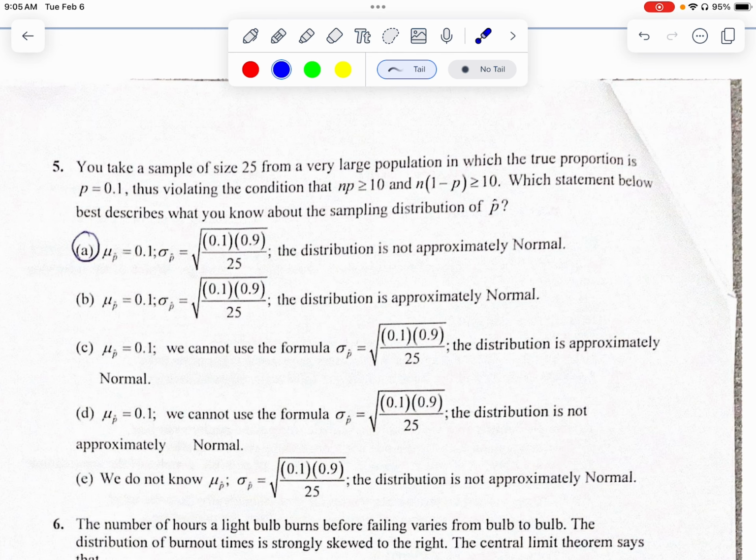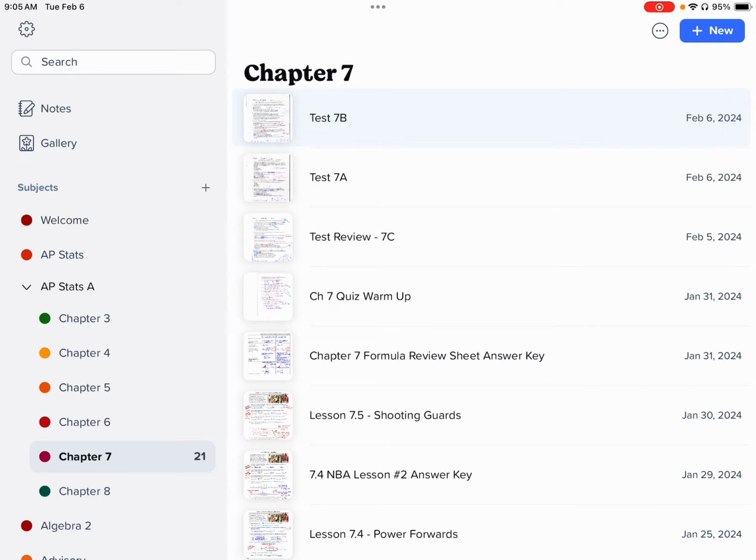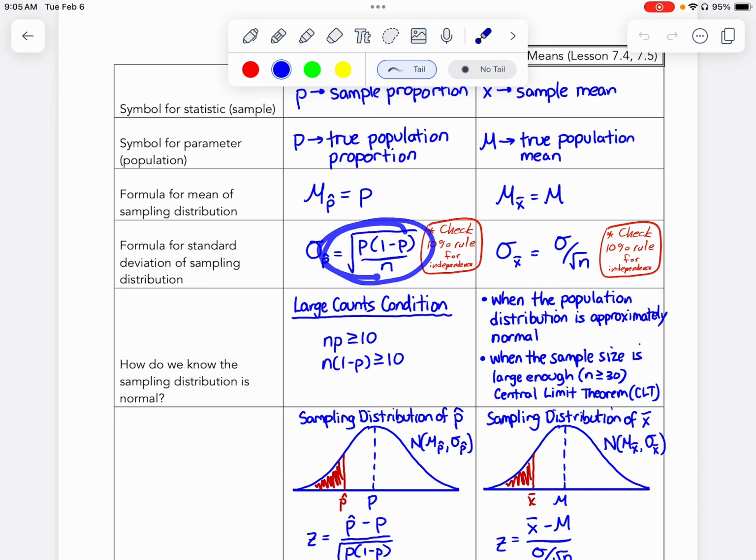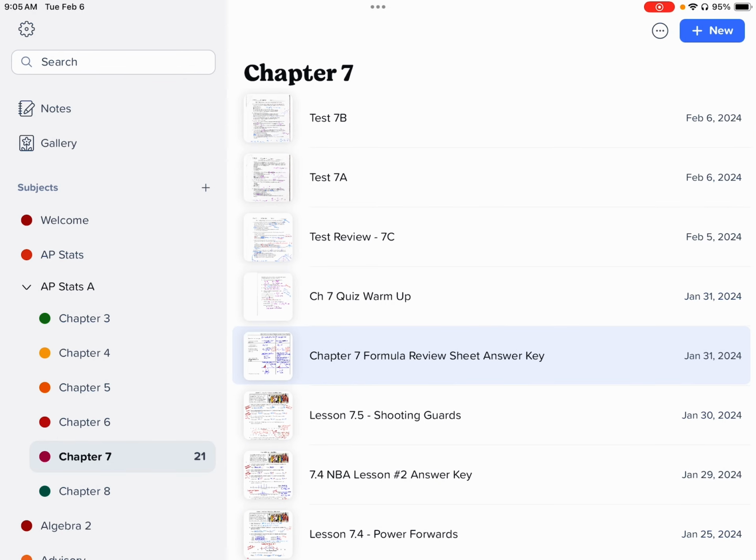The standard deviation formula is this. This is on your cheat sheet. Always keep this handy. It's right here, okay? And you didn't even have to calculate it, which is kind of nice. You just had to recognize it.